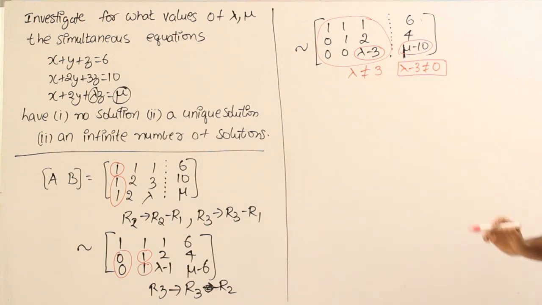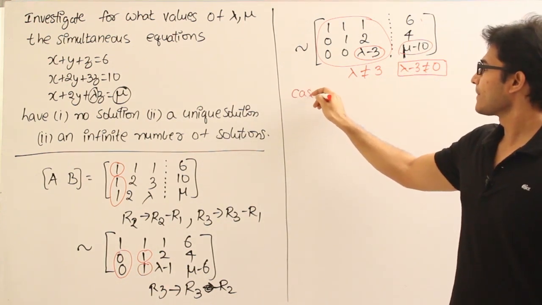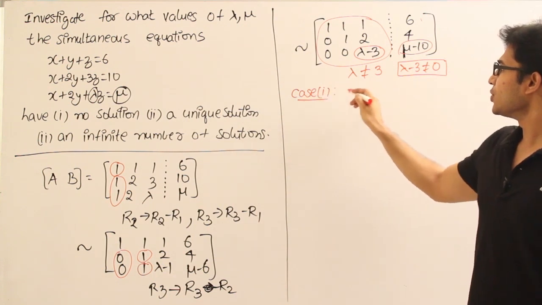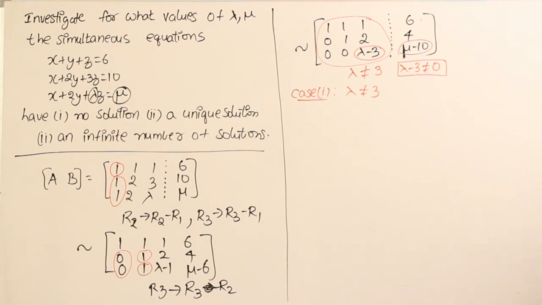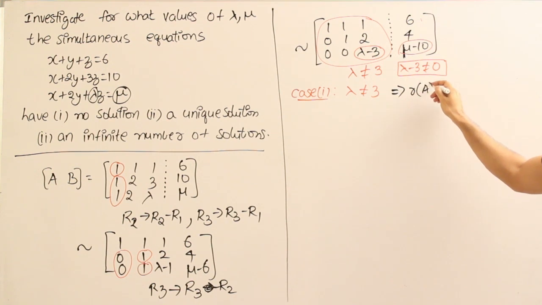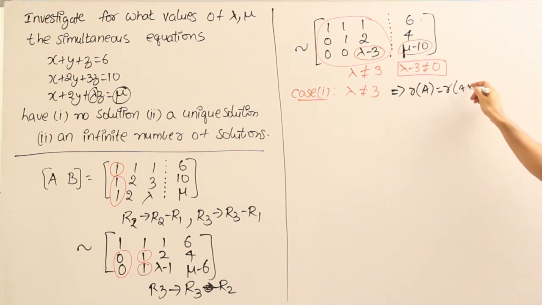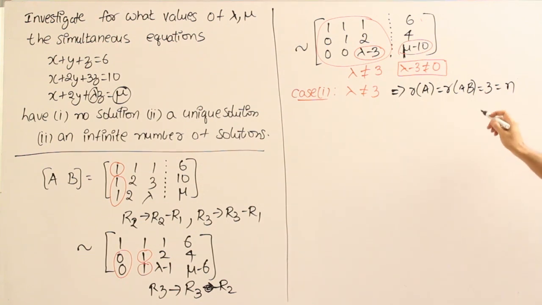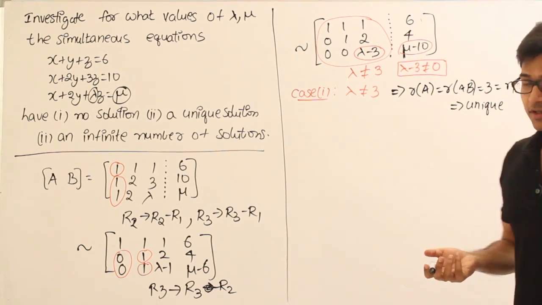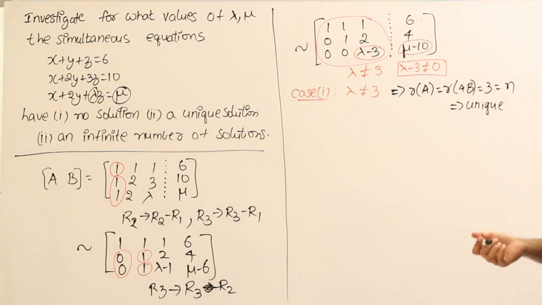Therefore, if lambda is not equal to 3, case 1, I don't worry about mu at all. If lambda is not equal to 3, then what can we say? That implies rank of A equal to rank of AB, that equals 3, and it is also equal to the number of unknowns. How many unknowns are there? X, Y, Z. So what can we say about it? This implies a unique solution. You should not say unique number of solutions because there is only one solution, right? So this is a unique solution.